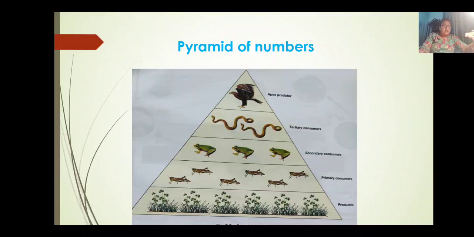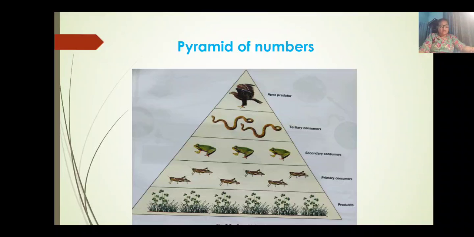You can see on the base of the pyramid the producers are seen, okay. Then on the producers the primary consumers are seen, then above the primary consumers the secondary consumers are seen, and above the secondary consumers the tertiary consumers are seen, and on the top of the pyramid you can see the apex predator, okay. So it shows the producers at the base with the various consumers arranged successively upwards, okay.